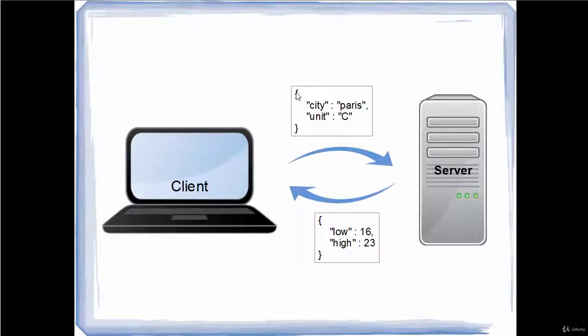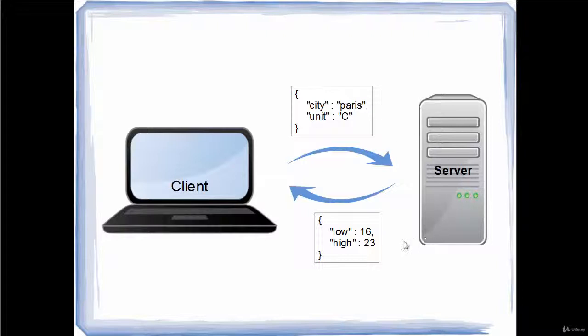So a JSON has these curly brackets and then the values are defined like this. So there is a key and the value for it. So the key here is city and the value of city is Paris, for example, right? Unit is a key, and capital C, which stands for centigrade, is the value of unit, right?